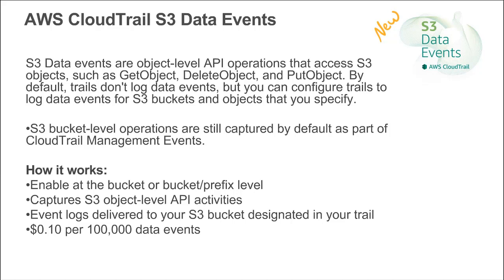It's very simple to turn on S3 data events. You can enable it at the bucket or the bucket prefix level. It will then start capturing your S3 object level API activities. The log files get delivered to the S3 buckets that you designate in your trail. And the cost for those S3 data events is 10 cents for 100,000 data events.